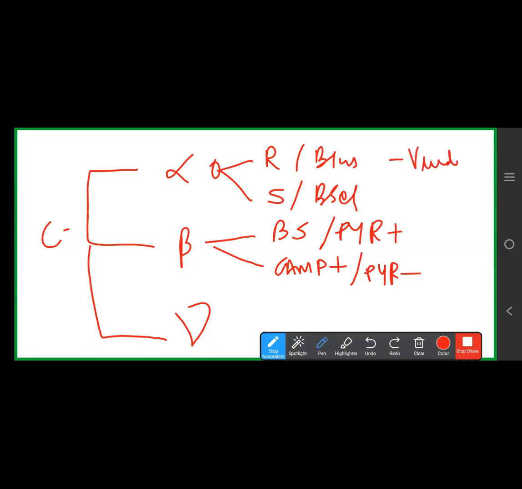It's going to be your Streptococcus viridans. If it is alpha hemolytic, optochin sensitive, and bile soluble, it is Streptococcus pneumoniae.